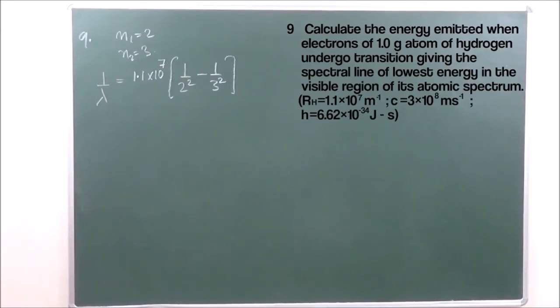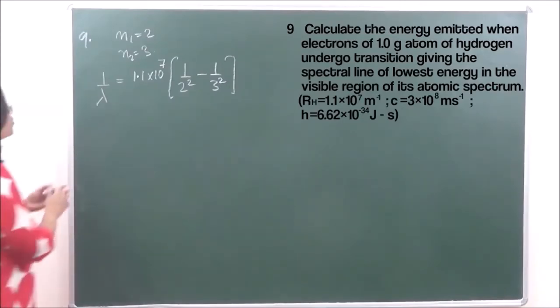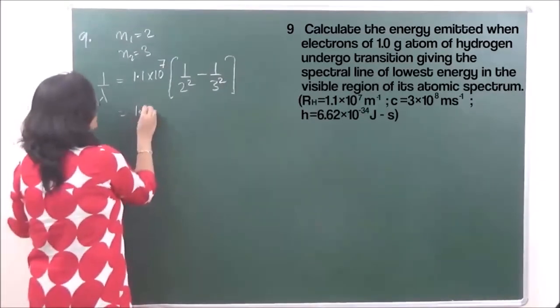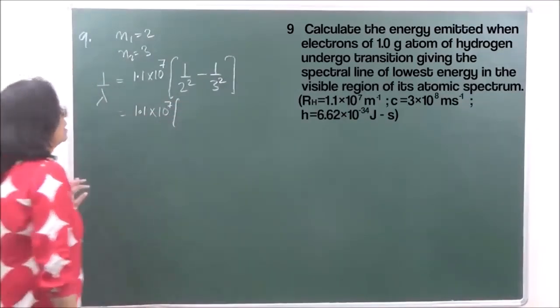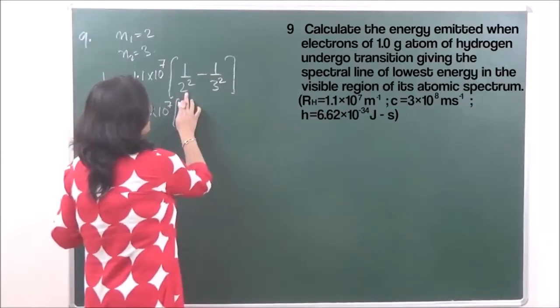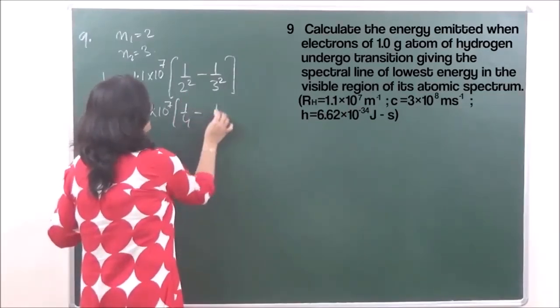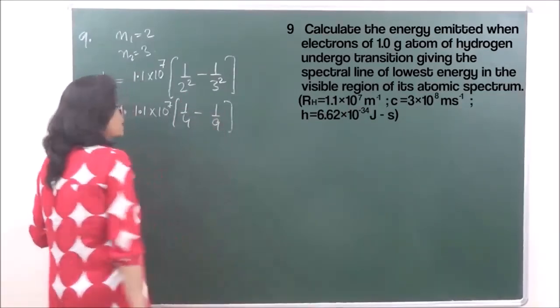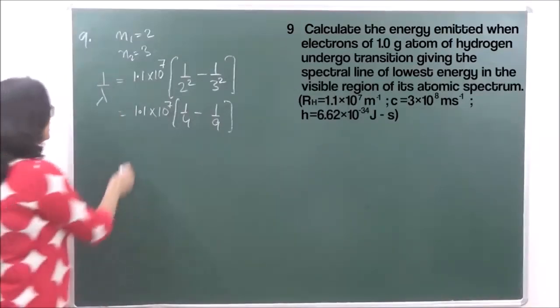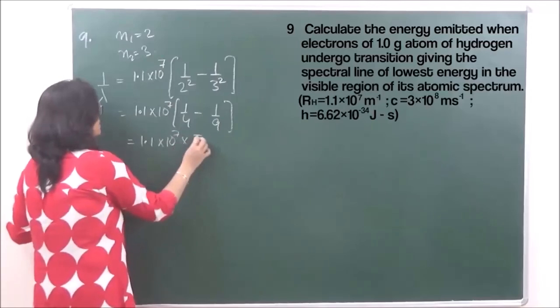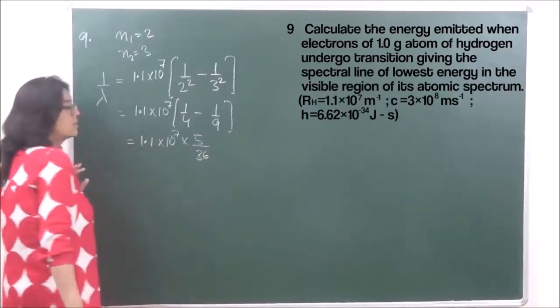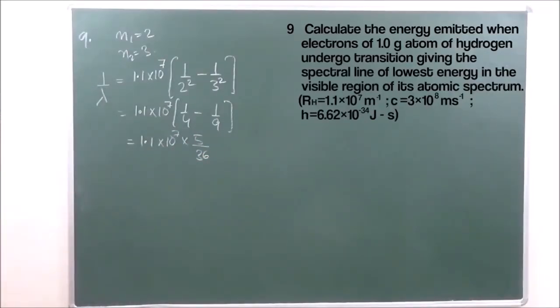So what are we going to get over here? This is going to be equal to 1.1 into 10 raised to power 7 into, this is going to be 1/4 minus 1/9. So 5/36. Okay? So 1.1 into 10 raised to power 7 into 5/36. Clear? Now what are they asking from us in the question?